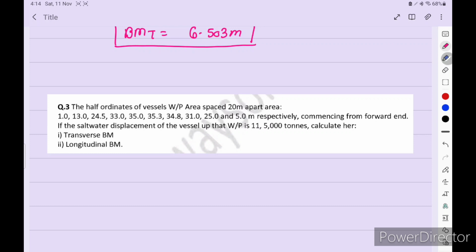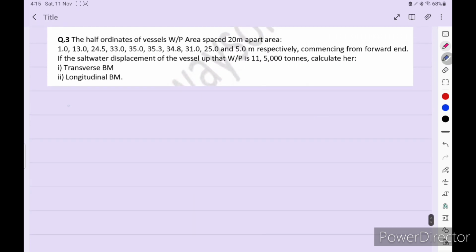Similar to question number 1, we solve it like this. This is a repeated question. We'll solve this, and you can verify your answer. Okay, so let's see. H is already given in the question itself, 20 meter.